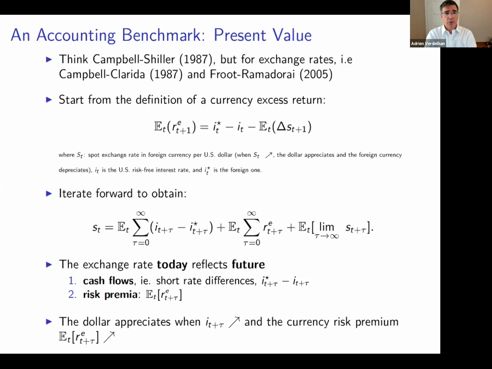Start from the definition of a currency excess return. So that's what I have in the middle of the screen. The expected currency excess return is equal to the interest rate difference and the change in exchange rates. So let's go slowly. I borrow at the US interest rate, i_t. I invest at the foreign risk-free rate, i star. So far, so good.